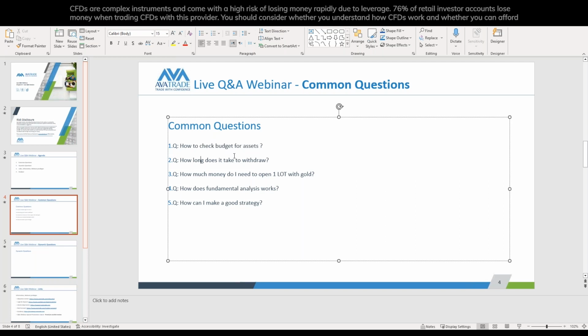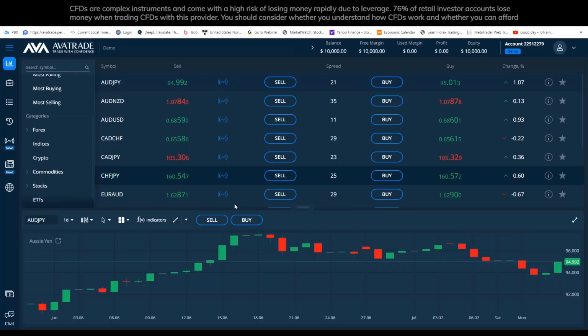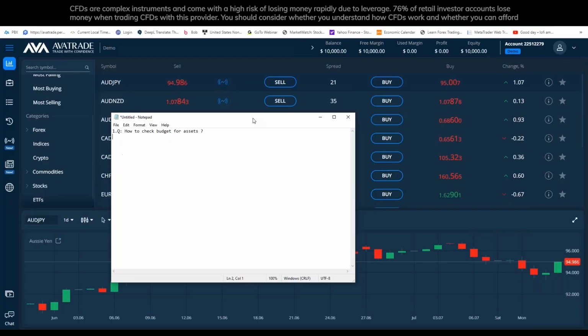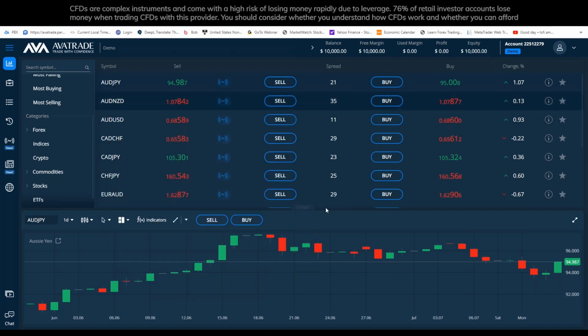How can I know if I have the budget for assets? Or maybe the question is referring to what kind of budget I need for assets. Let's try that, and then we'll see how we can attack that. Okay, how can I check? Okay, that makes more sense. And we're gonna find ourselves a nice asset to exercise this with.